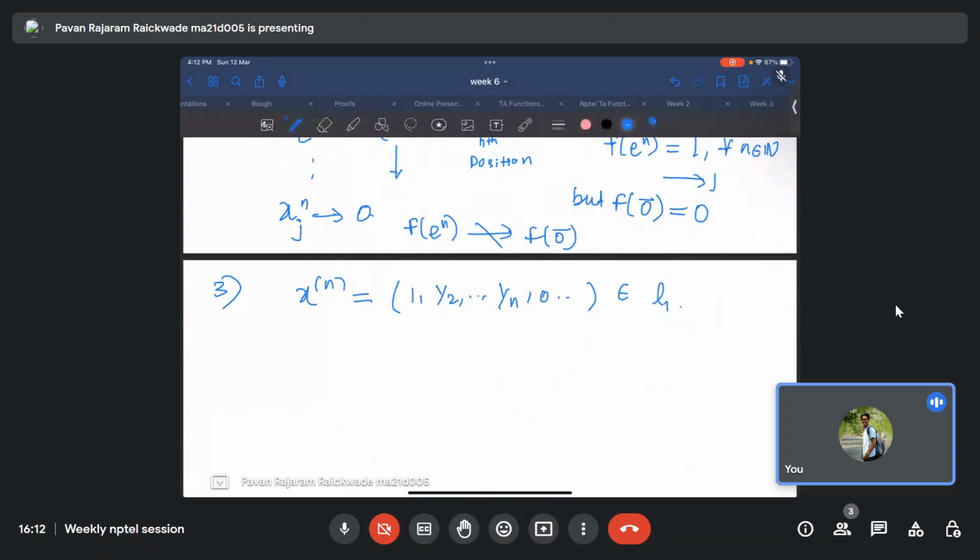So this xn belongs to L1 for all n belongs to natural number because they have just finitely many non-zero terms, and fine. But when you think of L1 as C naught dual, how do you identify it? C naught dual is simply the set of all functionals from C naught to R, correct?